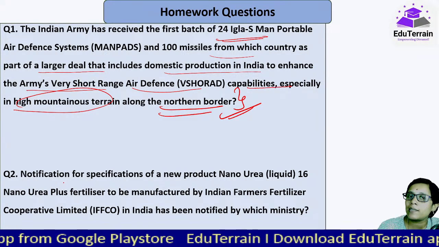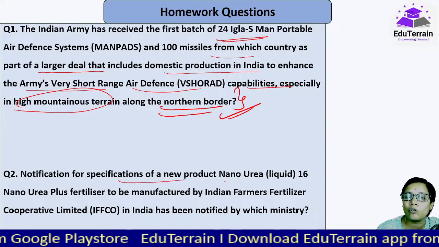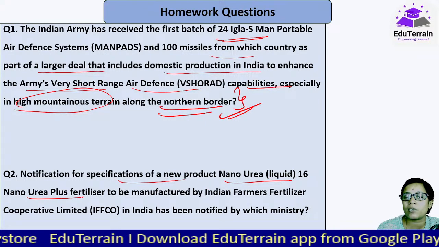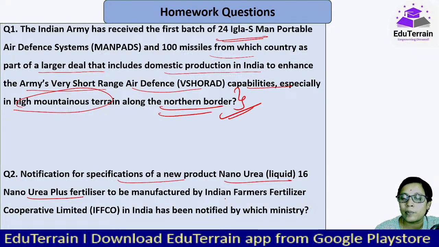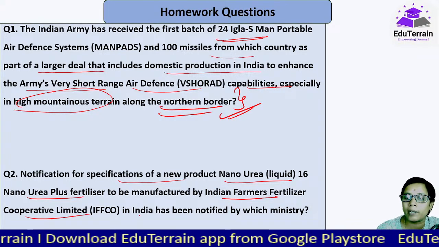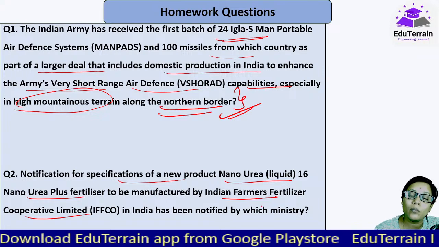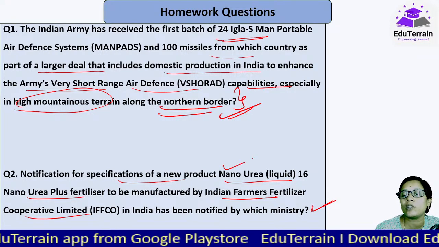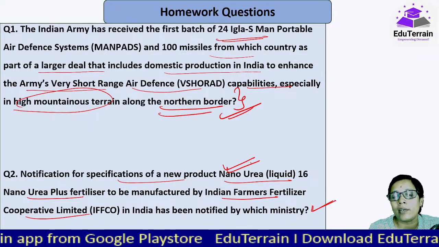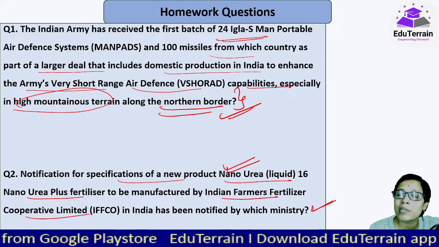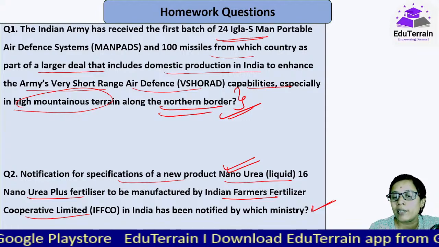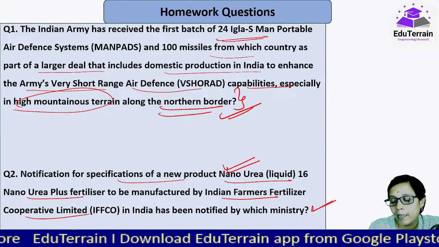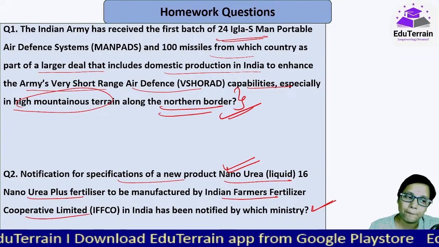Second question is, very recently a notification for specifications of the new product Nano Urea Liquid Plus fertilizer, which is to be manufactured by IFFCO, that is Indian Farmers Fertilizer Cooperative Limited, in India, has been issued. Now you have to tell me which ministry has notified the specifications for the production of this Nano Urea Liquid Plus. The percentage of nitrogen in this is much higher than the regular Nano Urea Liquid. That's why plus.